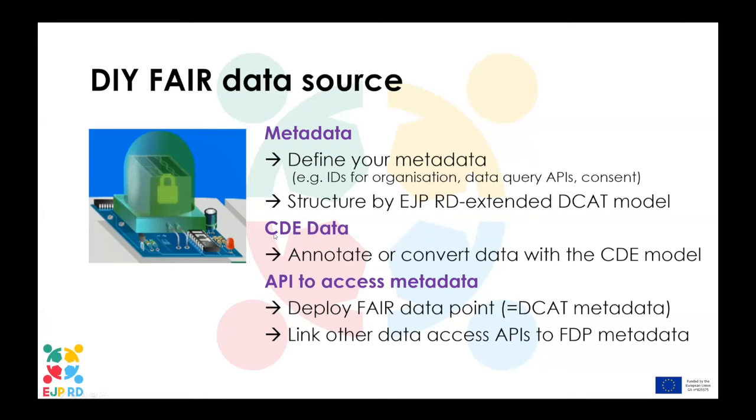Then for the common data elements, there's annotating or converting your own data with that model so that it can be treated in terms of the shared common data element model. And then the third element was the API to access that metadata, which means deploying a FAIR data point. By doing that, you're actually deploying the DCAT model anyway, because it's all very much integrated. And then you can also link other data access APIs to that metadata. Right, so it's a bit of a reiteration.